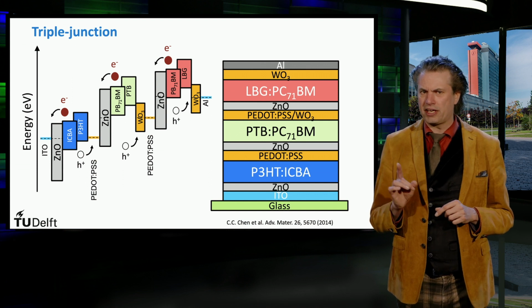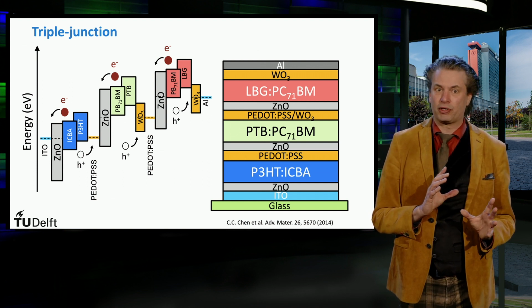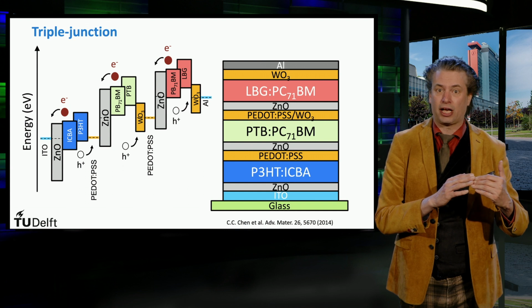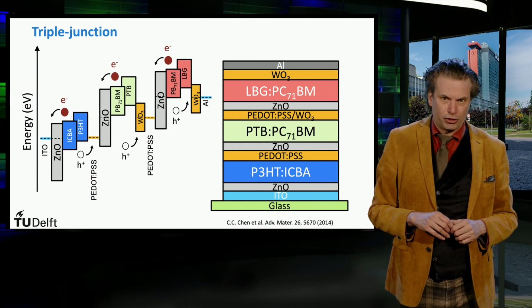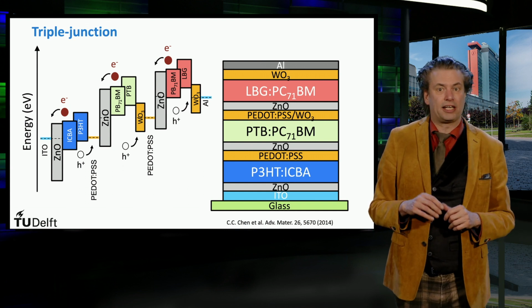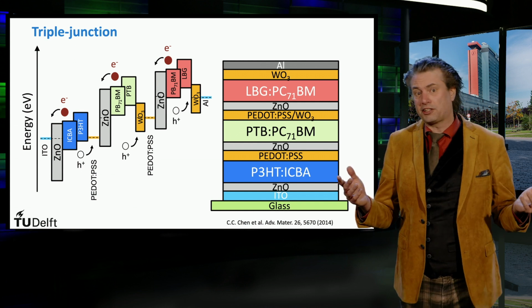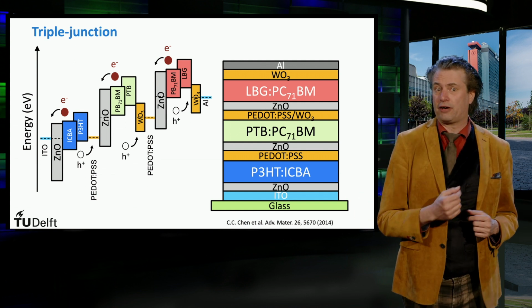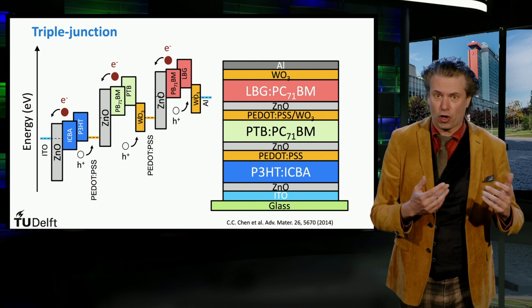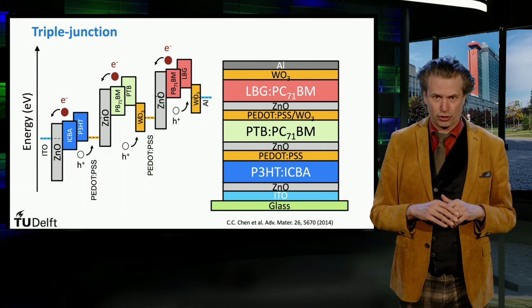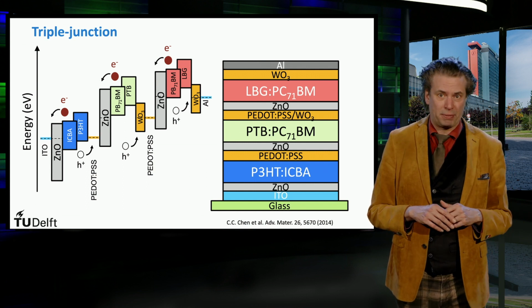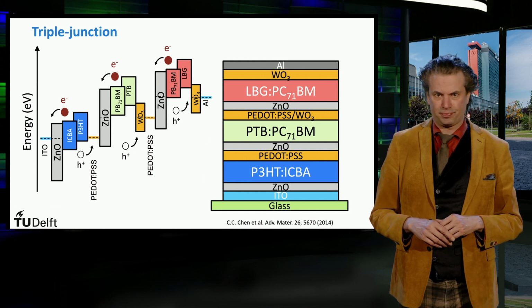In addition, the corresponding band diagram of the triple junction is shown. The electron generated in the bottom cell recombines with the hole generated in the middle cell at the recombination junction formed by the PEDOT-PSS and the zinc oxide. This is the same for the electron generated in the middle cell, which recombines with the hole generated in the top cell at the second recombination junction formed again by the PEDOT-PSS and zinc oxide.